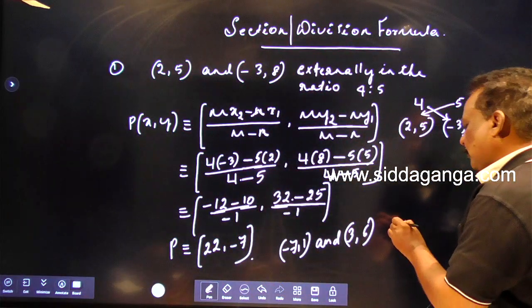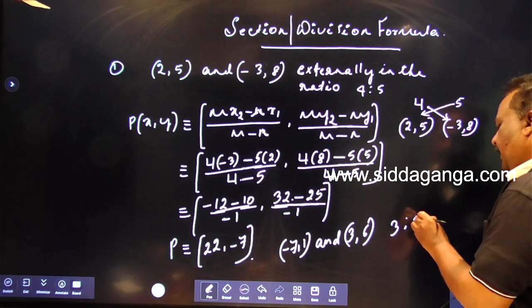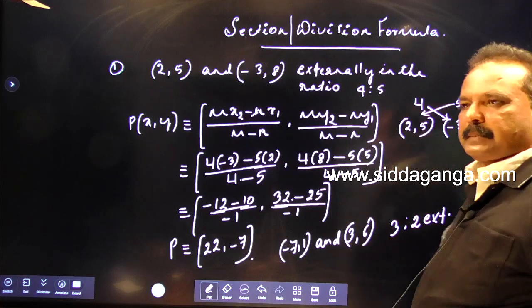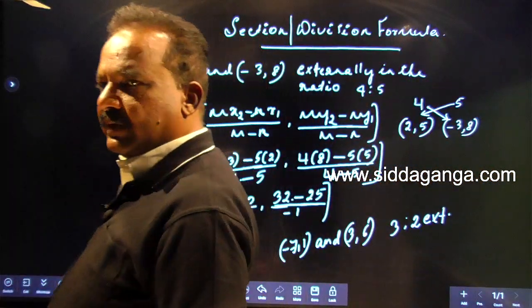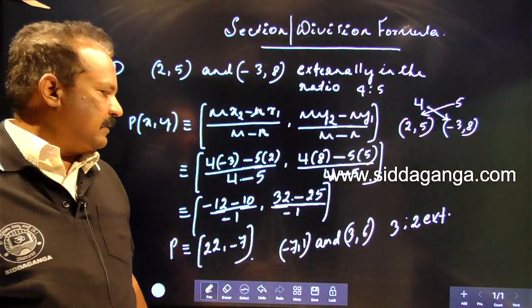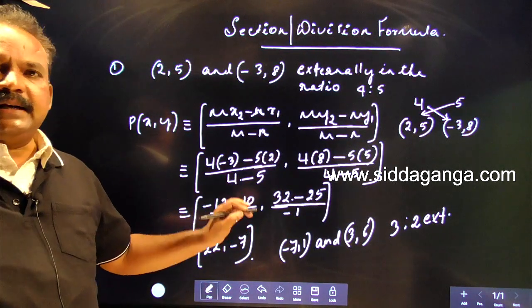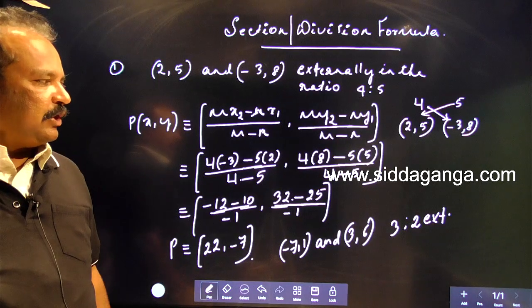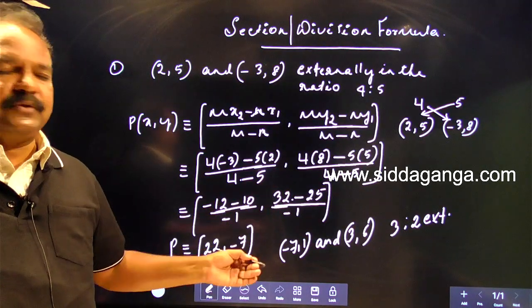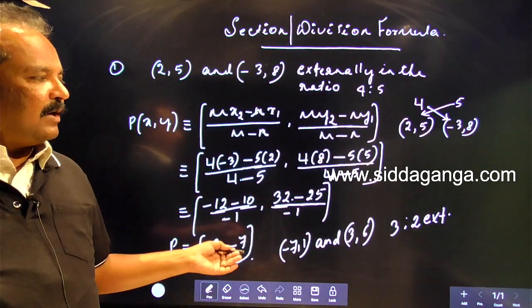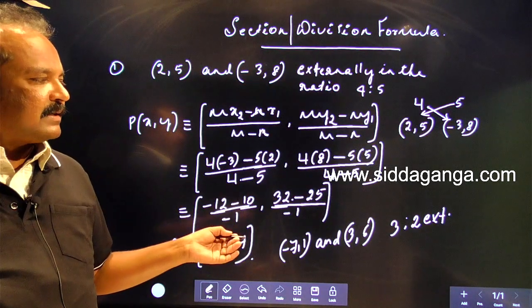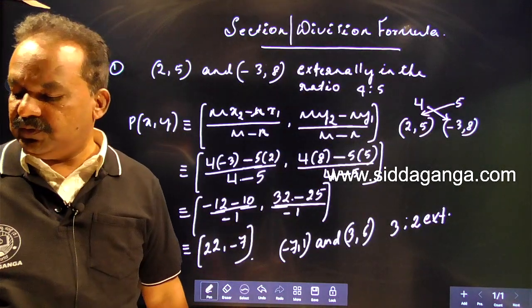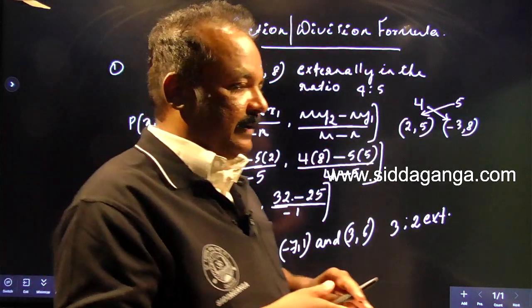3 is to 2, externally. So I hope you can do this problem. Minus 7 1 and 3 6. They are the points on the line segment. You have to find the coordinates of the point which divides this line segment in the ratio 3 is to 2.